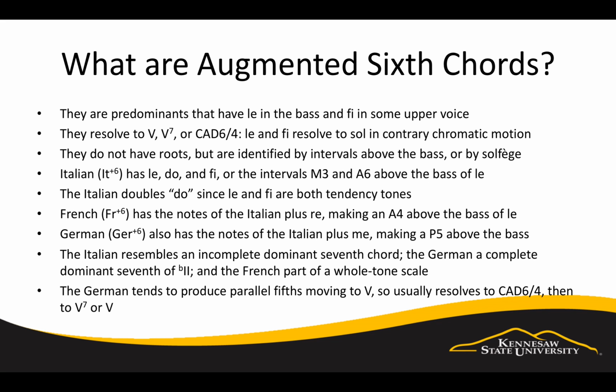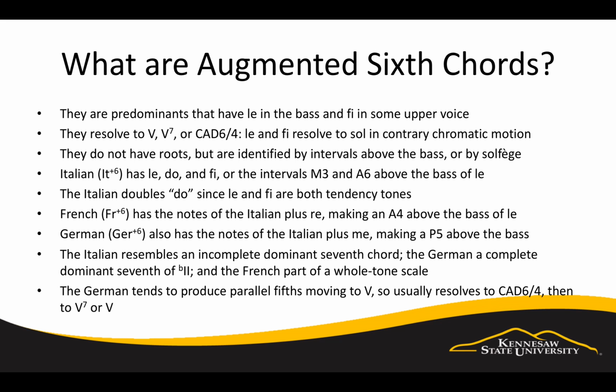Okay, for our last topic, what are augmented 6 chords? These are predominants that have le in the bass and fi in some upper voice. They resolve to 5, to 5-7, or to cadential 6-4. Le and fi resolve to sol in contrary chromatic motion. These chords do not have roots, but they are identified by intervals above the bass or by solfege.